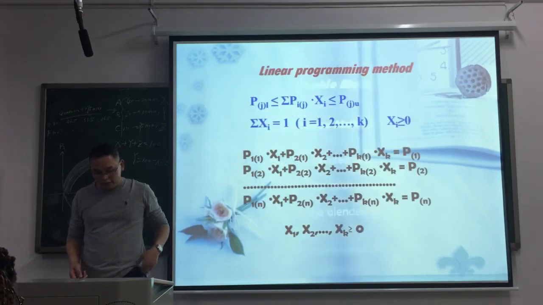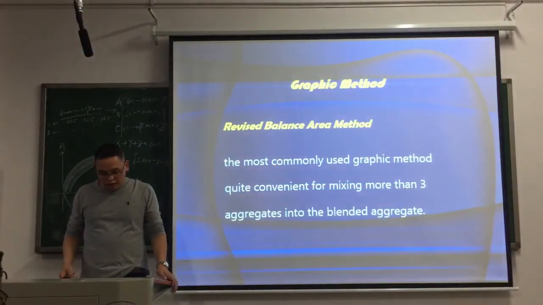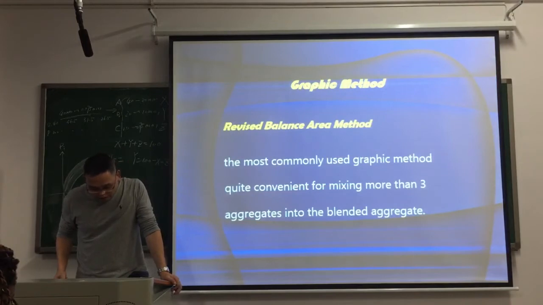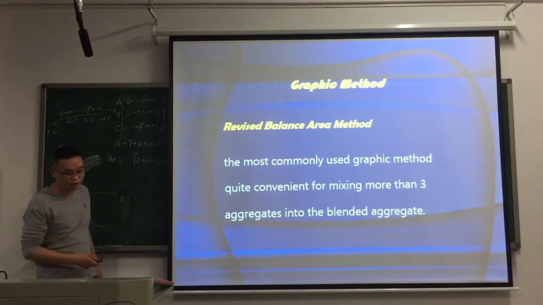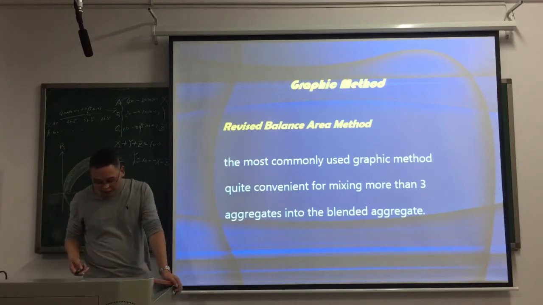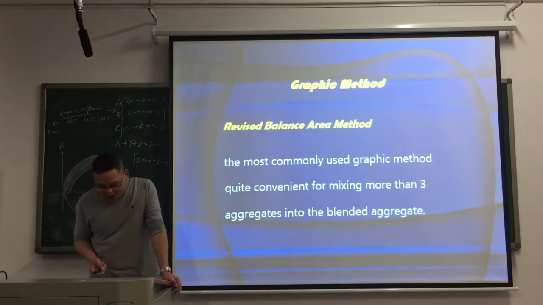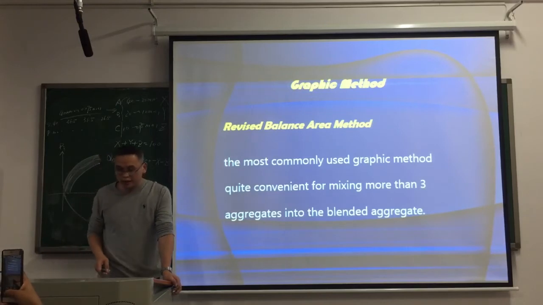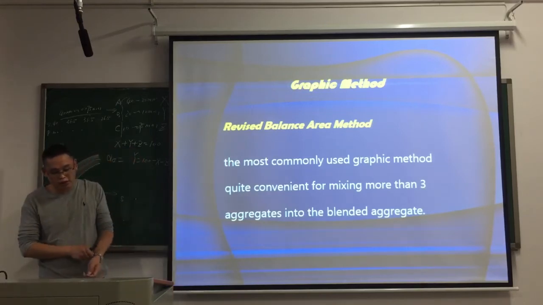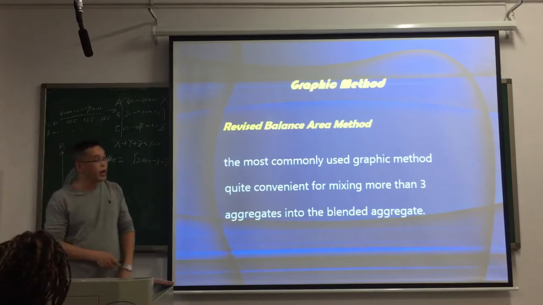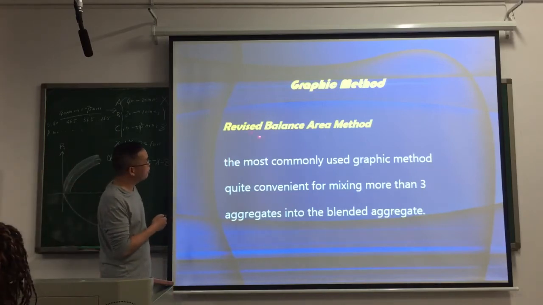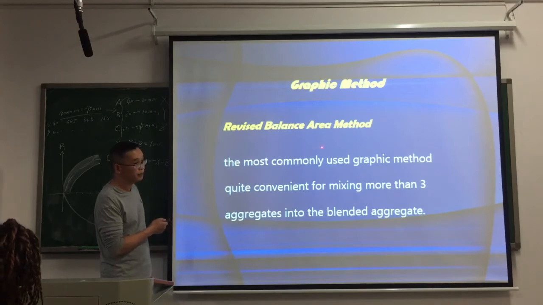This is the mathematical method for the proportion design for proportionals. And then another method to decide the content of each aggregate is the graphic method. The graphic method also means the revised balanced area method.